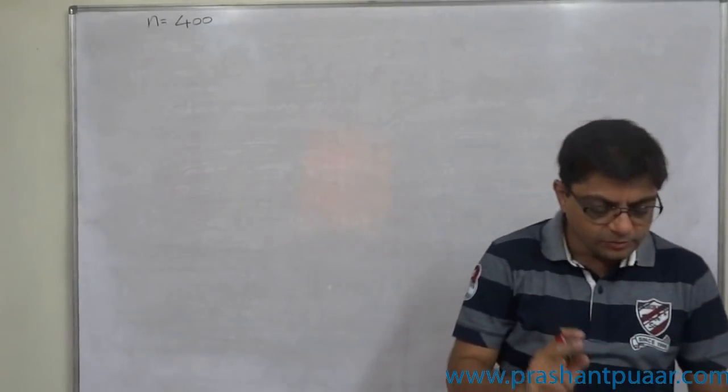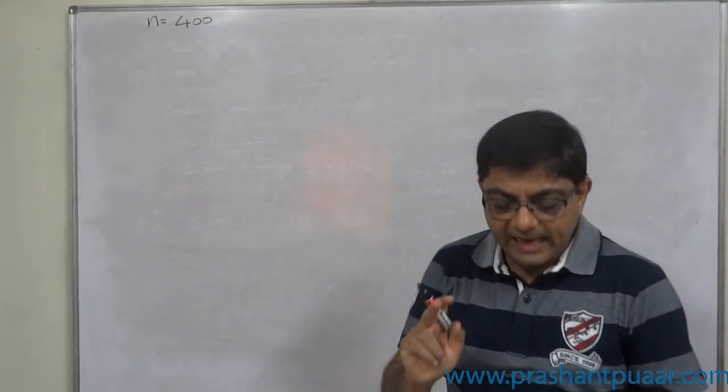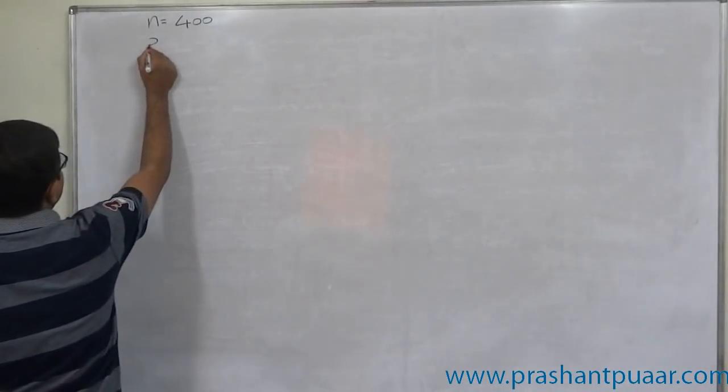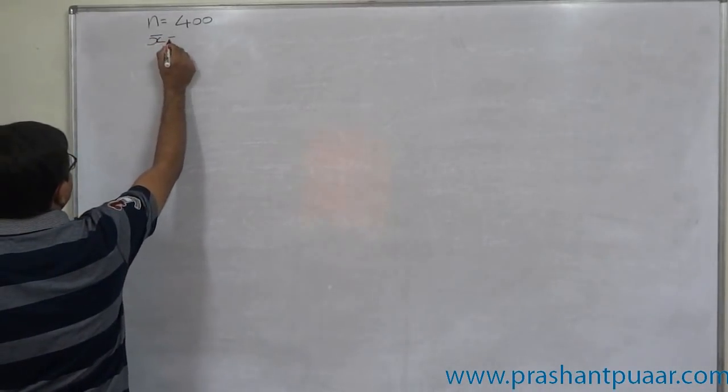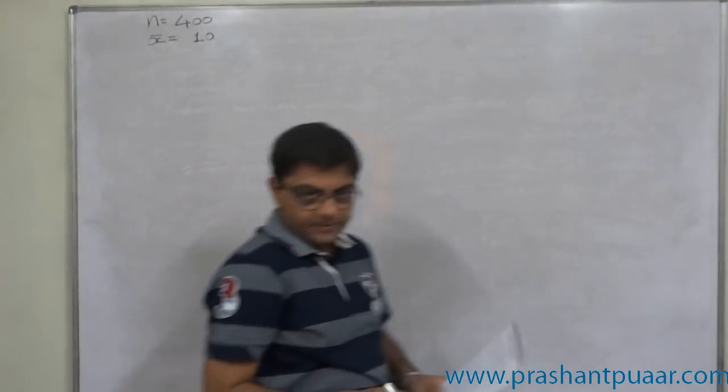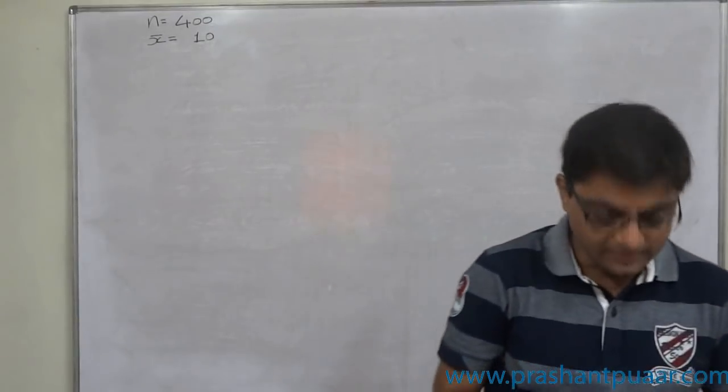The random sample of 400 flowers has an average length of 10 centimeters. That means this is the average length according to the sample, so we should use the sign x bar. That is the sign of the sample mean. That we know.